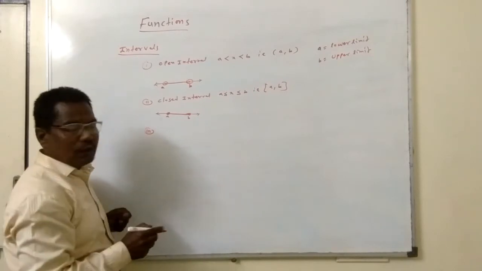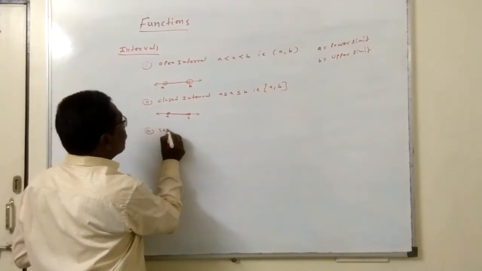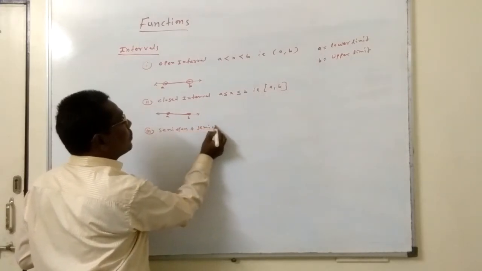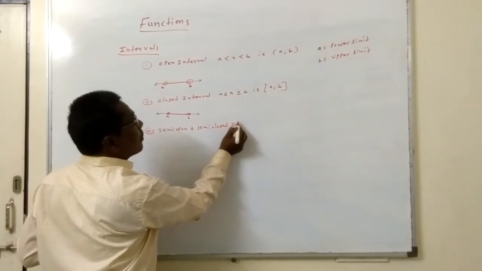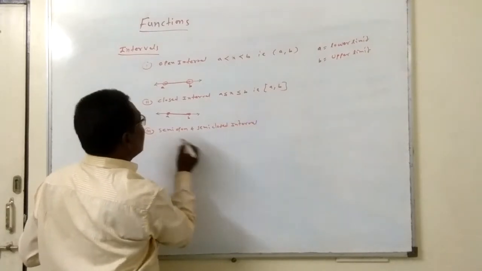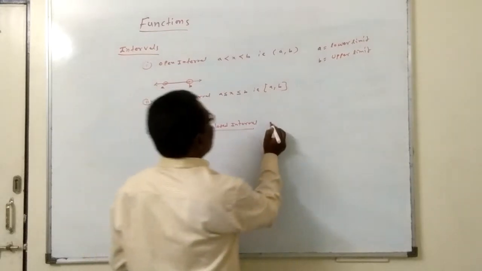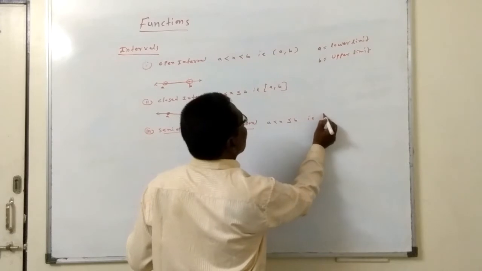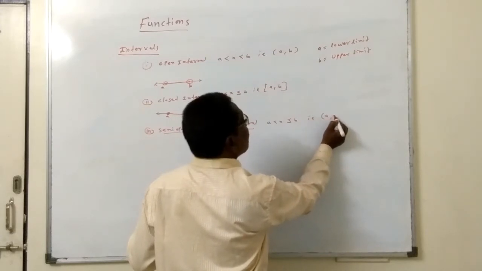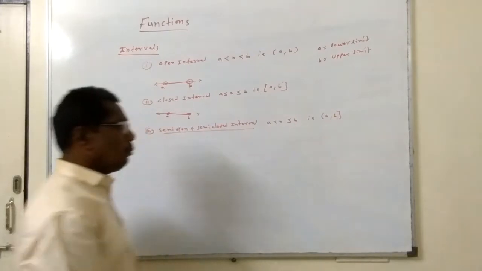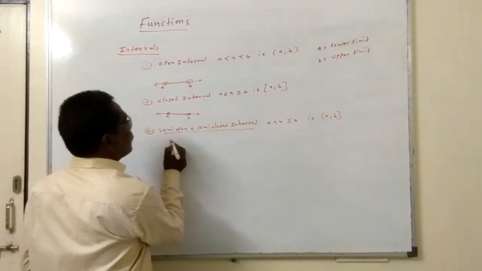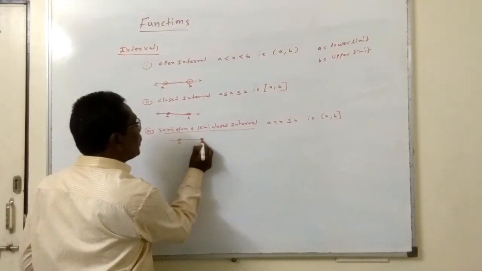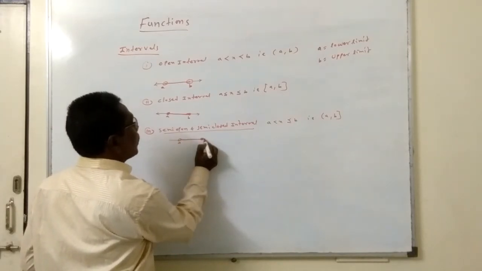Third type of interval, semi-open and semi-closed interval. That is a less than x less than or equal to b. We will write a open and b closed. So this is a semi-open, semi-closed interval. Here the lower limit value is not included, but the upper limit is included. It takes the values like this.